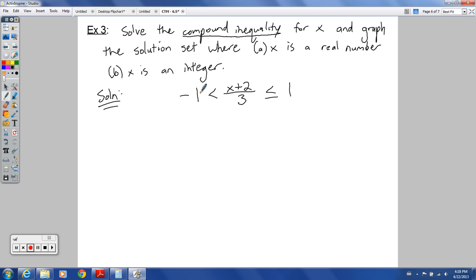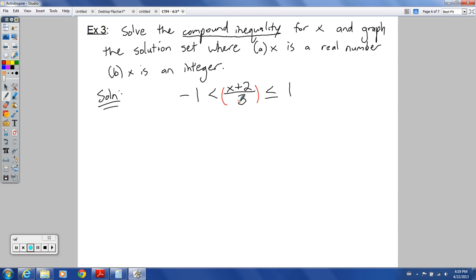So not only does negative 1 have to be less than (x plus 2) over 3, but (x plus 2) over 3 also has to be less than or equal to 1. That's what makes this a compound inequality. There's more than one thing that has to be true at the same time. And so what values are going to satisfy this? Well, this is what we're starting with.